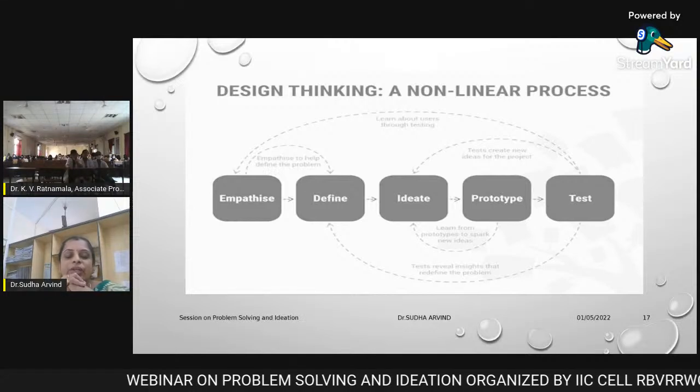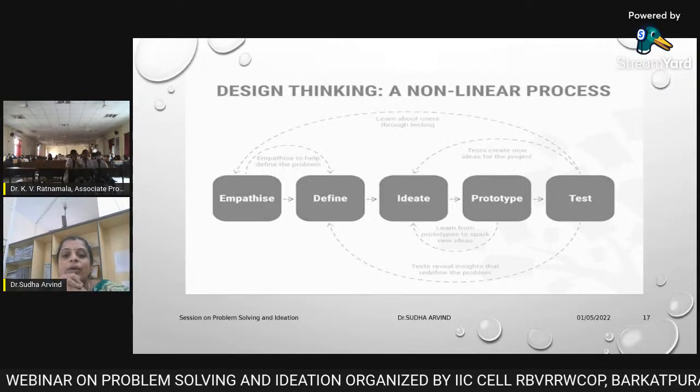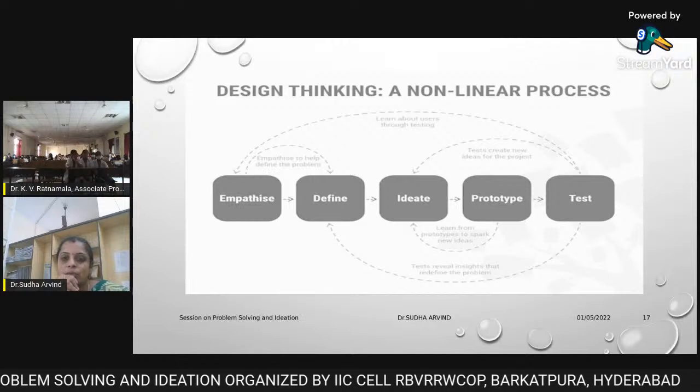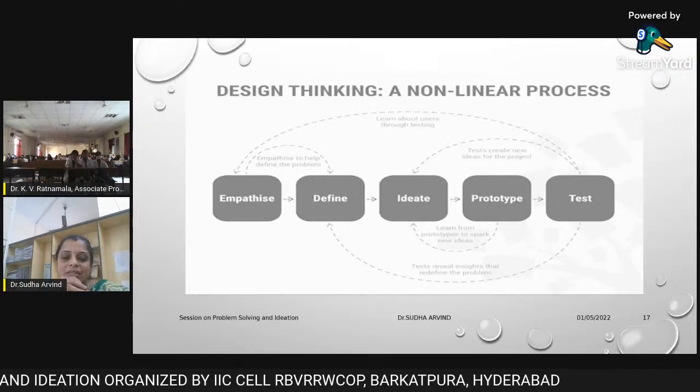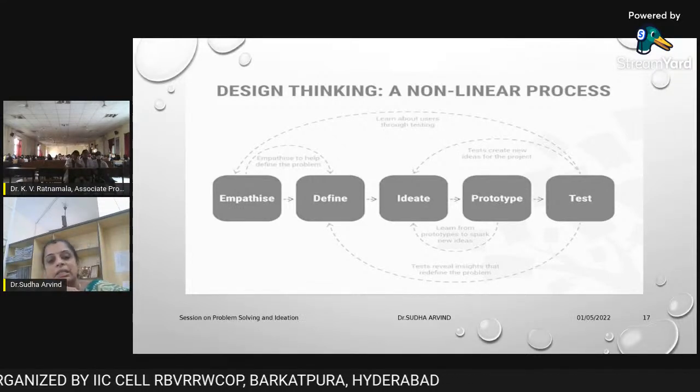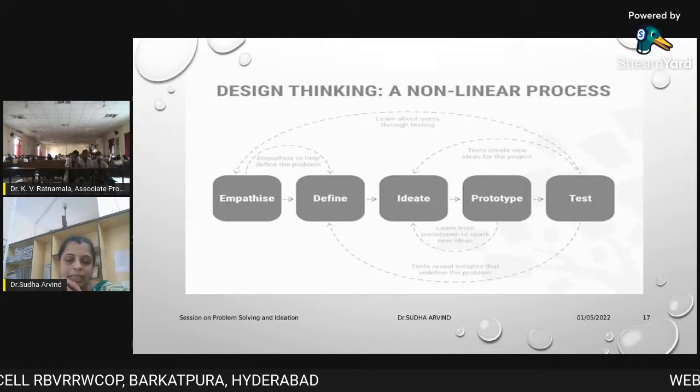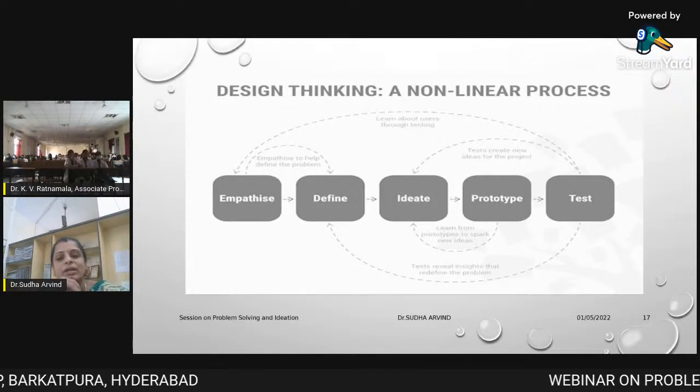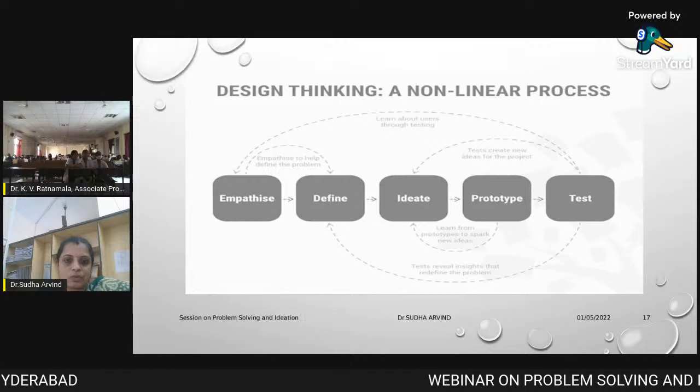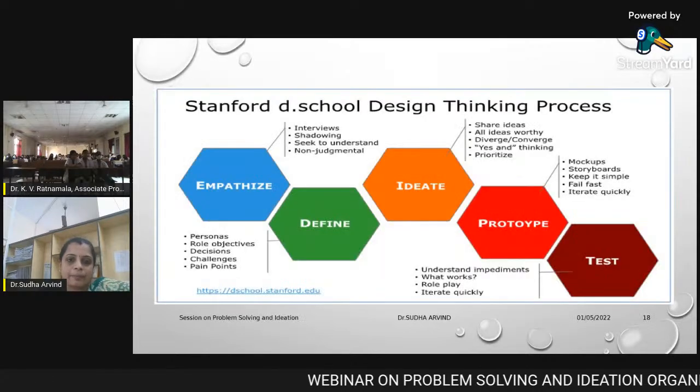It is not going to start with empathize and end with test. At any step, in any stage, changes can happen. It depends on the situation and the requirement of the customer. So it is a non-linear process.